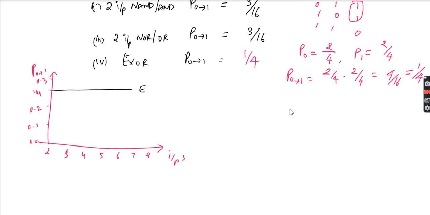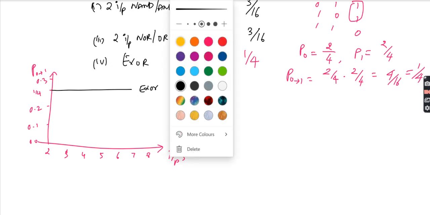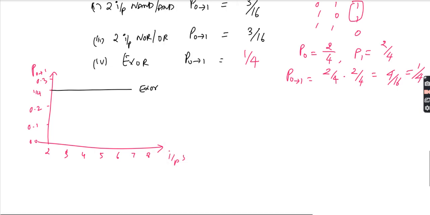This is for your XOR gate. Irrespective of the number of inputs, for your XOR gate the switching activity will be 1/4 only. But if the input is for other gates, I will get a curve like this. It is not linear, it goes somewhat in this way. This is for other gates. So this is the variation.